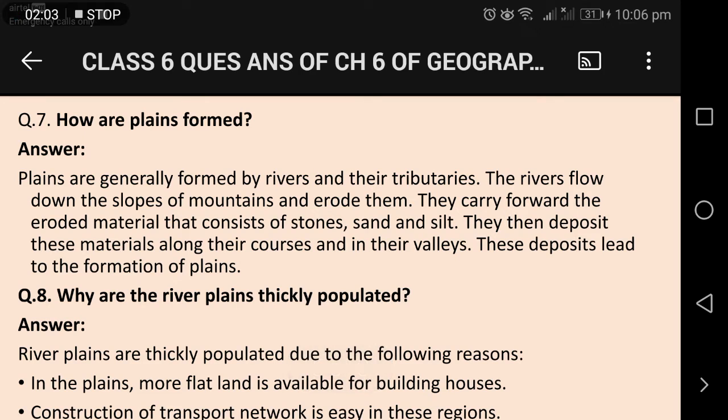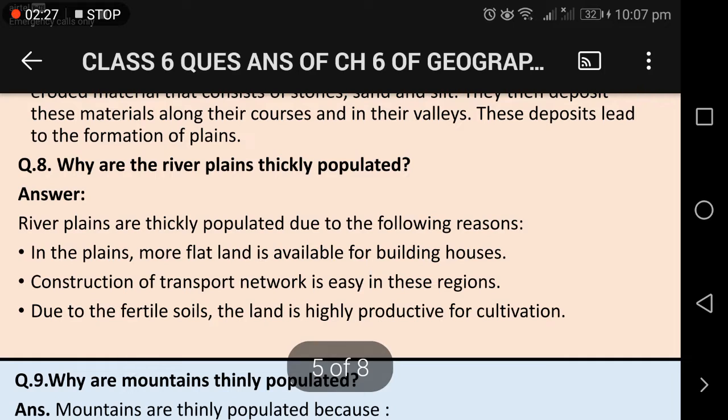So this is the answer that I made you mark. So plains are generally formed by rivers and their tributaries. So rivers flow down the slopes of mountains and erode them. They carry forward the eroded material that consists of what? Stone, sand and silt. Then they deposit these materials along their courses in their valleys. Okay, and these deposits lead to the formation of plains. Okay, very easy.